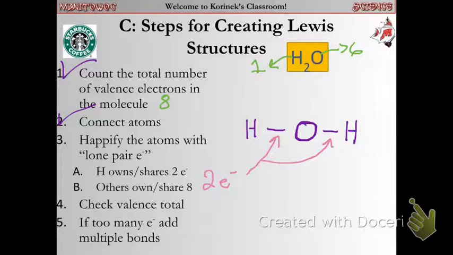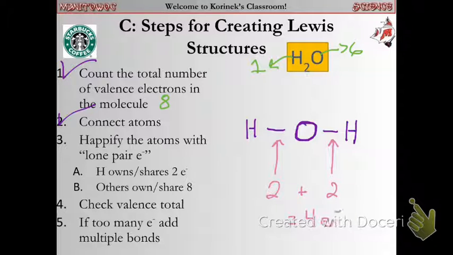So let's take a look at the oxygen then. Oxygen, how many electrons is it sharing right now? Well, we've got 2 here, and we've got 2 here, so that's a total of 4 electrons. Okay, 4 total electrons. It's not happy. Hydrogen needs 2, but all other elements that we're going to work with here need 8. And so what do we do here? We have to add lone pair electrons in order to happify oxygen. And this is what that looks like.